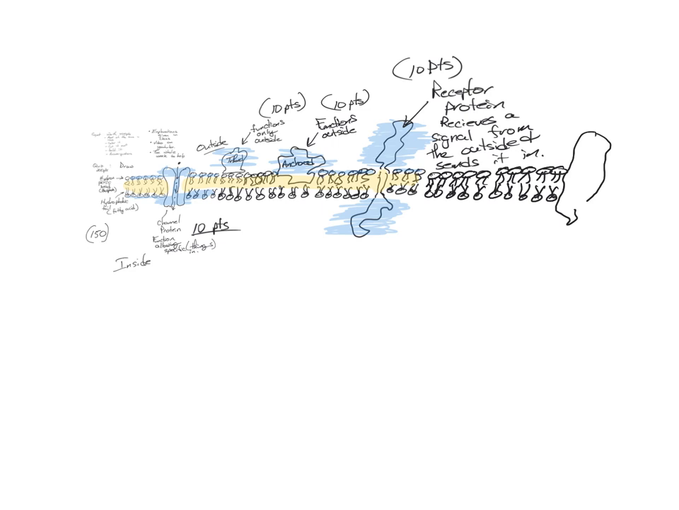So I believe what we did in the lab is we drew this little line here. I shouldn't draw it pink. It should be blue. And we call this a transport protein.